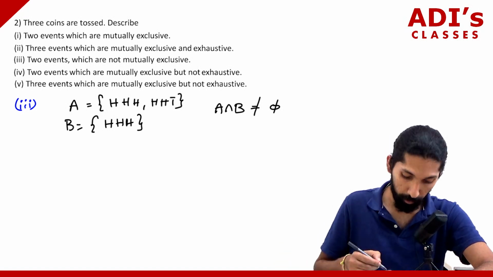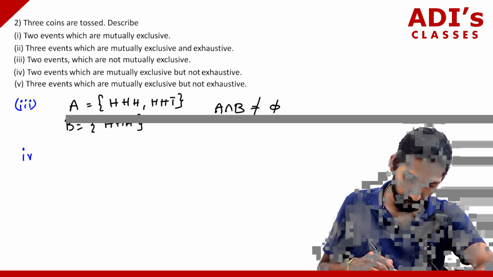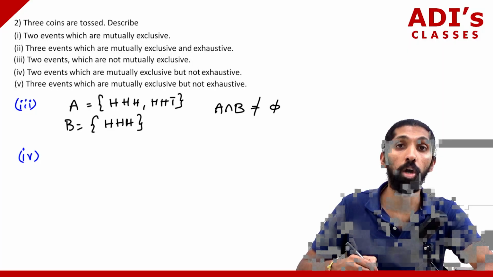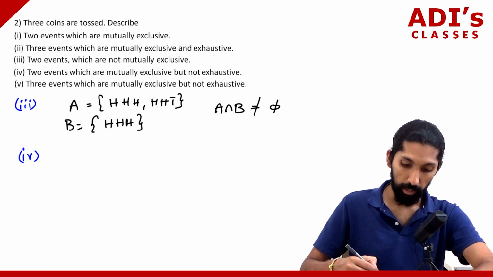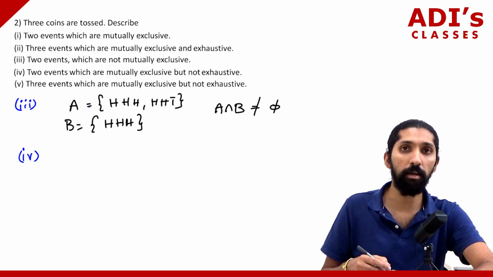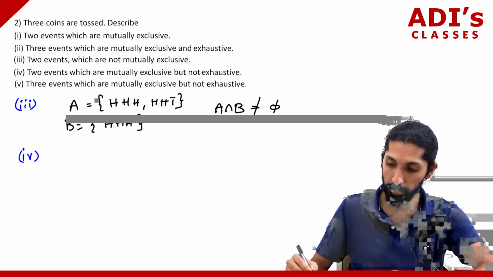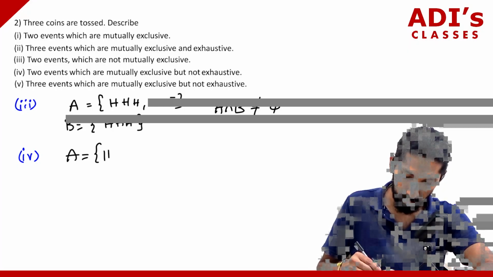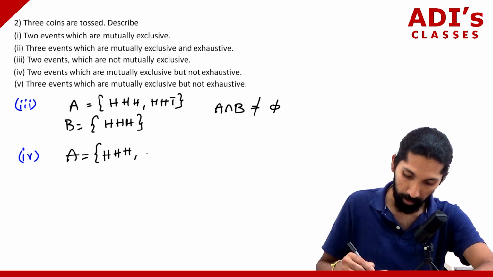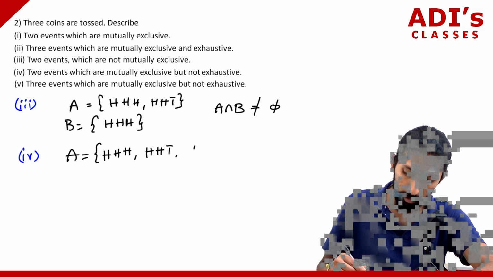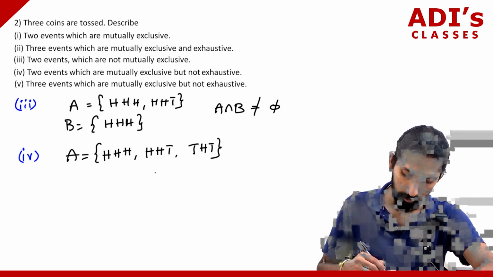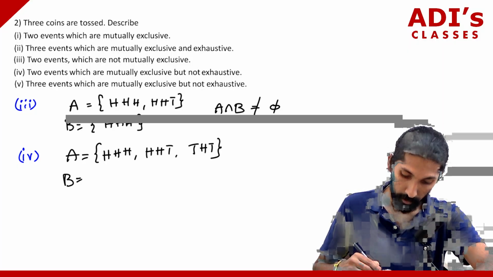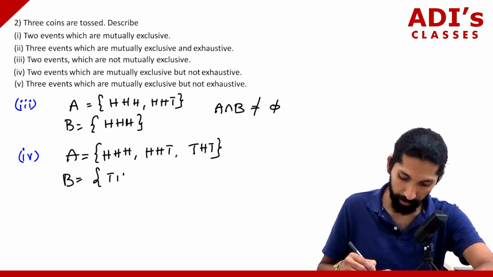Now what we'll do, we'll look into the fourth one. See, two events which are mutually exclusive but not exhaustive. Guys, I think we can take the same example we took for the previous one. That is, take A as the same thing. That is HHH, HHT. If you want, you can also add HTH. Okay, which are mutually exclusive, correct? So let's take this one to be TTT.